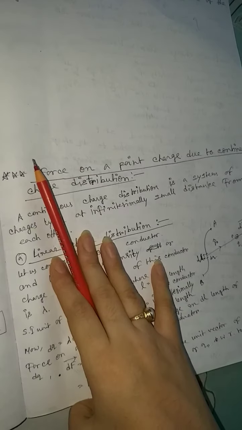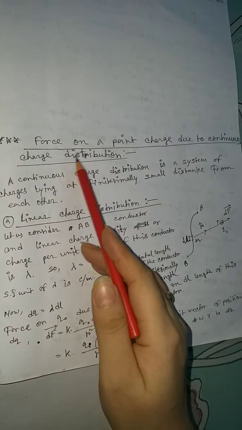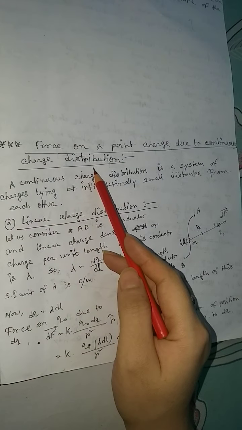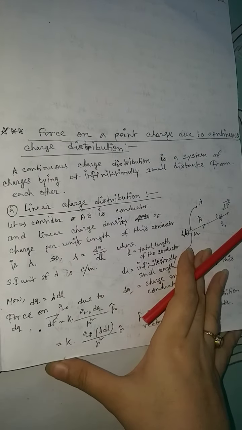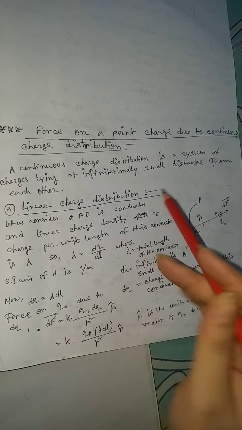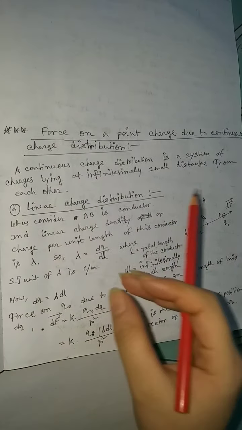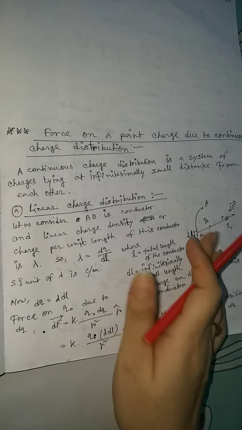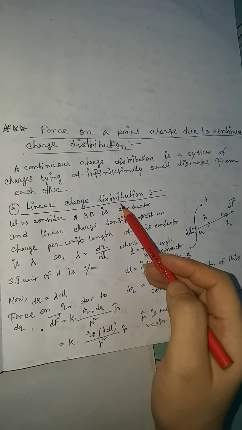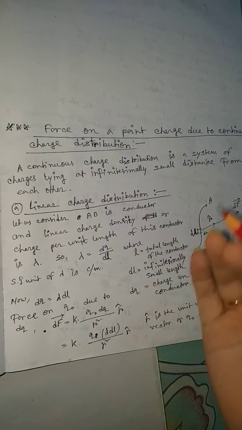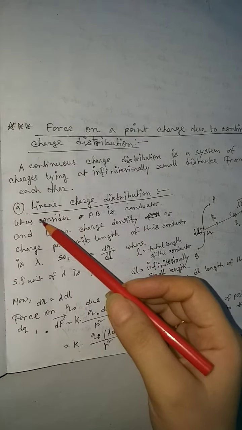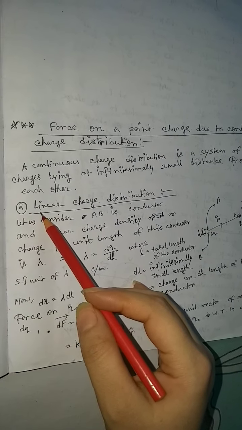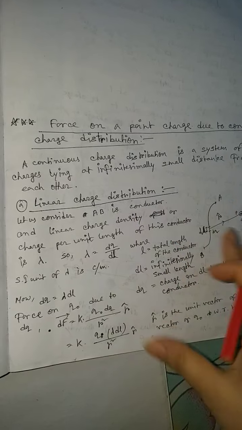Now the next topic is force on a point charge due to continuous charge distribution. Continuous charge distribution is classified in three parts: linear charge distribution, surface charge distribution and volume charge distribution. First I am going to teach you linear charge distribution.